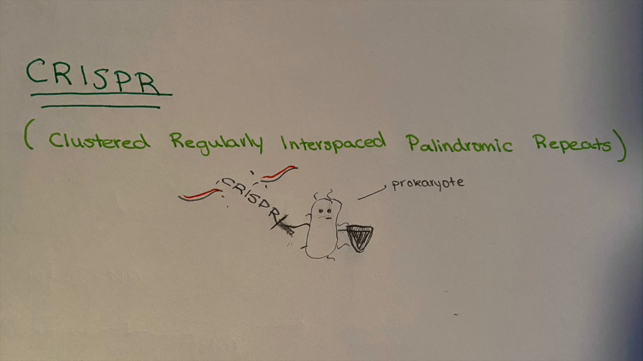CRISPR stands for clustered, regularly interspaced palindromic repeats. This mechanism is used by prokaryotes to protect themselves from invading DNA. CRISPR is not only limited to prokaryotes, it has been adapted to allow for genome editing in eukaryotes and has even been used to target HIV.